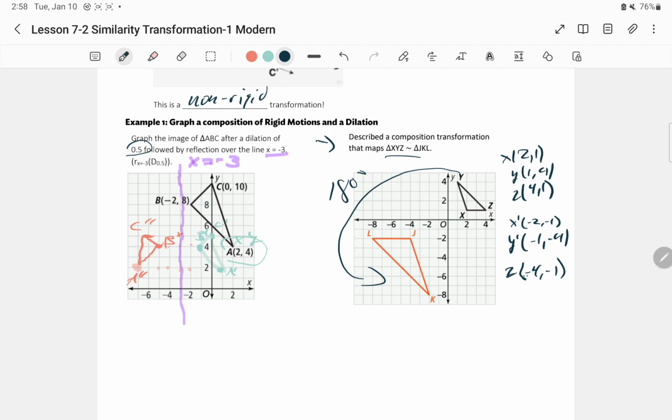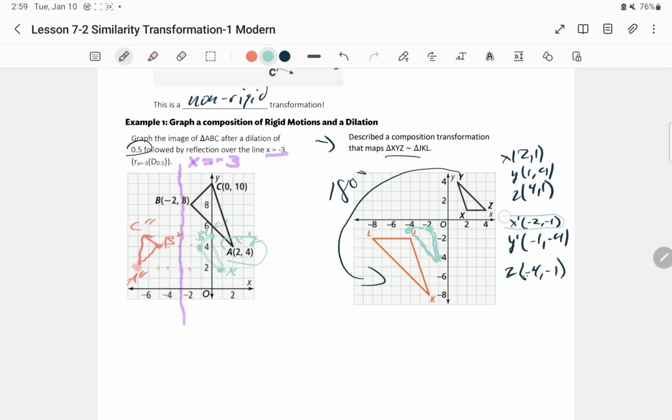So I can plot those points. I'm going to plot them in green. -2, -1 right about here. -1, -4 right about here. And -4, -1 right about here. I'll draw this little triangle out very badly. I've got a shaky hand. Okay. The shapes look the same, so it appears that I need some kind of dilation.